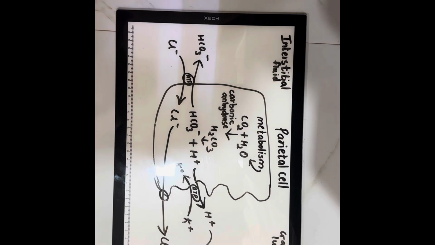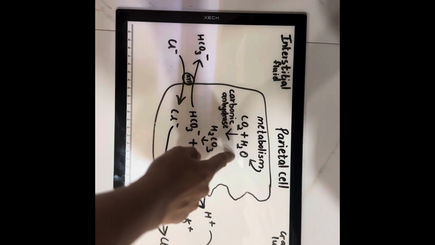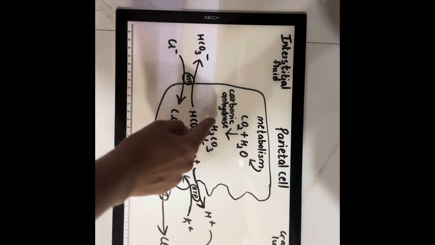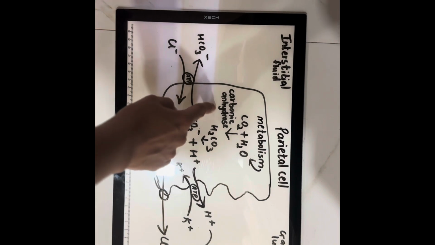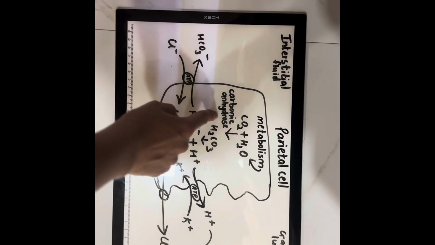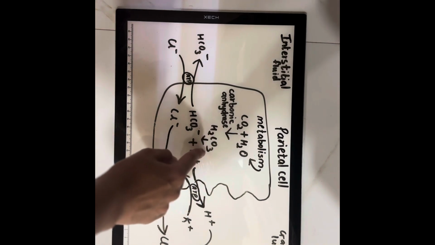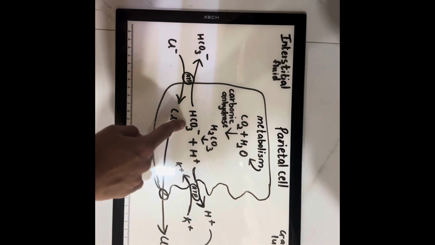HCl secretion occurs in the parietal cell or oxyntic cell of the stomach. First step is CO2 and H2O from metabolism, that is metabolic CO2 and water, combine by the catalyst carbonic anhydrase enzyme. Carbonic anhydrase is present in abundance in the parietal cell. CO2 and H2O combine to form H2CO3, which breaks into H plus and bicarbonate.